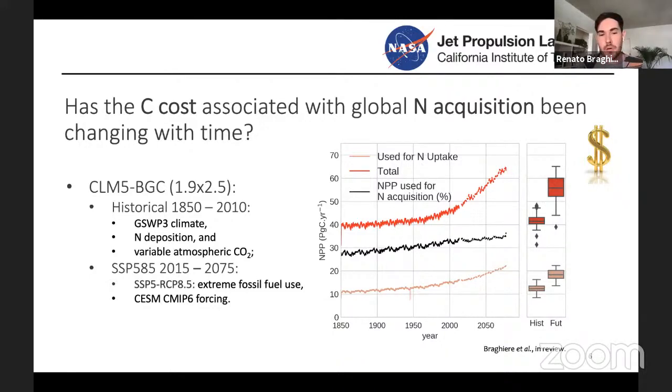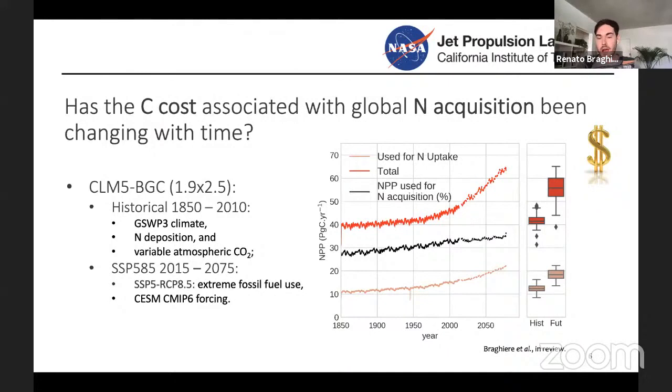And so here in this plot, I show global NPP in petagrams of carbon per year from the beginning of the Industrial Revolution up until almost the end of the century, 2075. The red line here represents the total NPP. On the right-hand side of this plot, we see also a box plot. The first box represents the historical distribution, and the second box, the future distribution. So we can really see how the CO2 fertilization effect makes NPP jump from around 40 petagrams per year to 55. But the salmon line down below shows the amount of carbon used for nitrogen uptake.